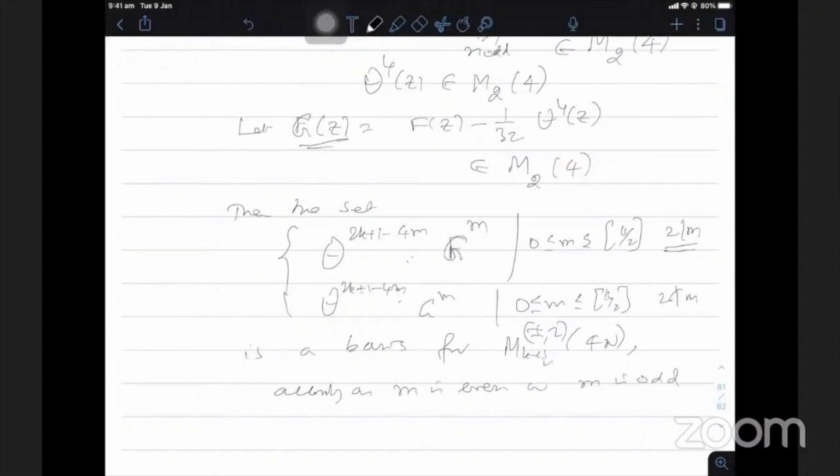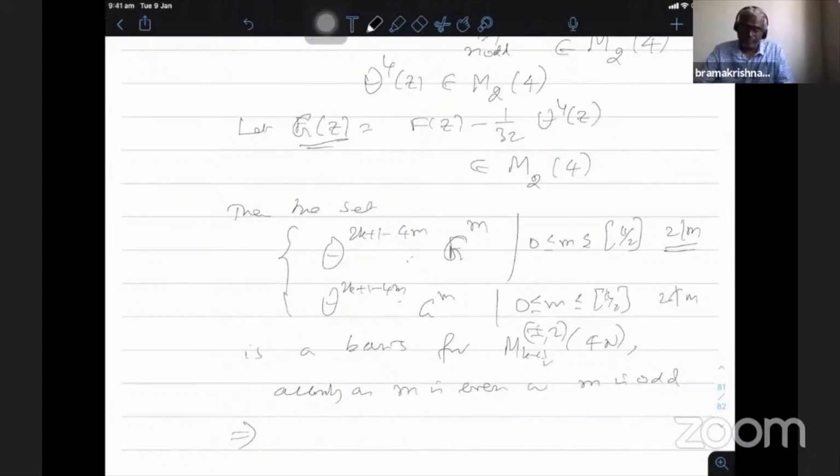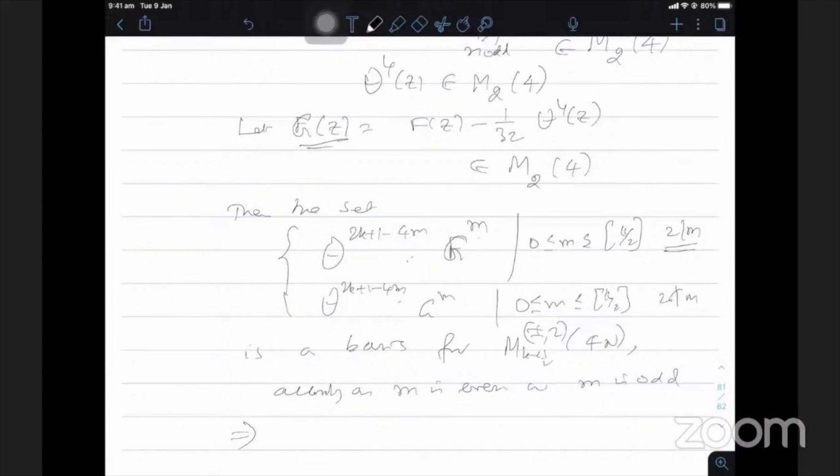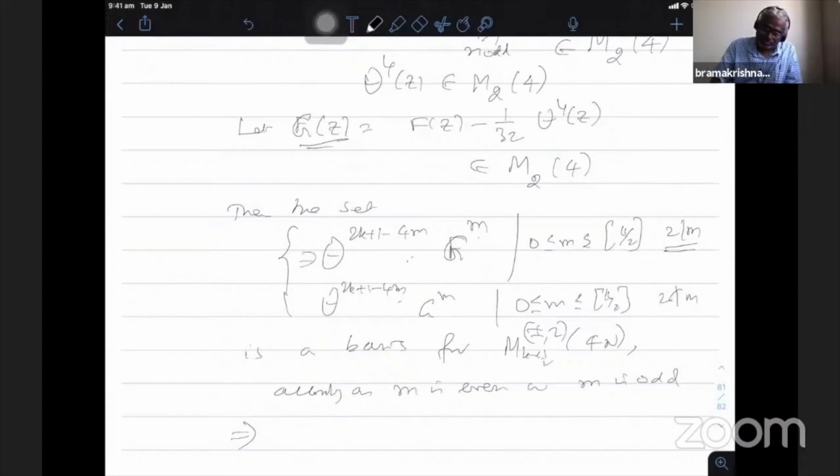Sir, this is theta power 2k plus 1 minus 4m and G power m. G is a weight 2 form. So this is weight 2m. Theta is weight half. Okay. So therefore it is weight k plus half. All these things belong to M_{k+1/2} level 4. Okay, these two forms.